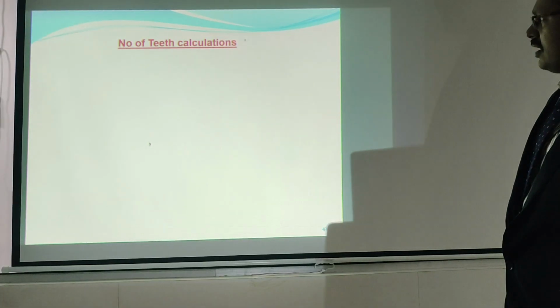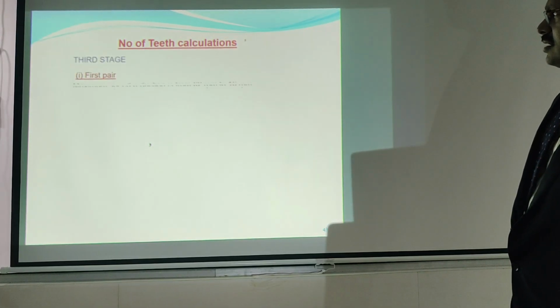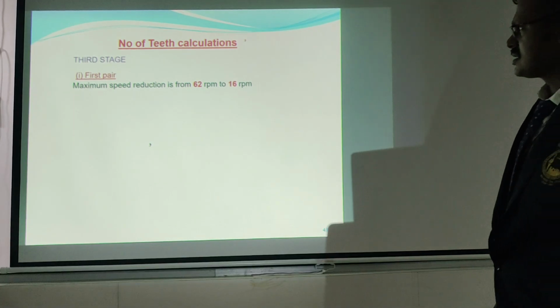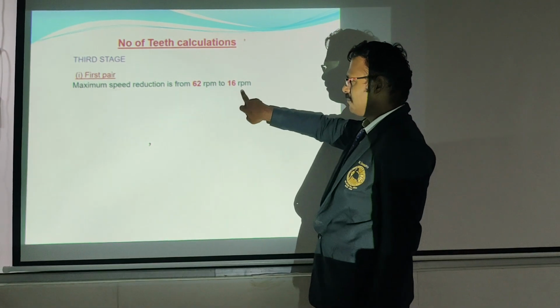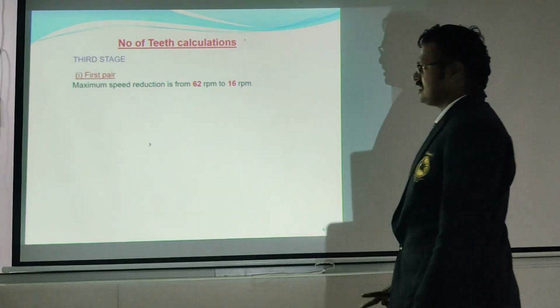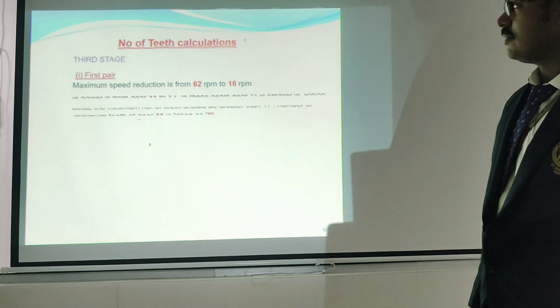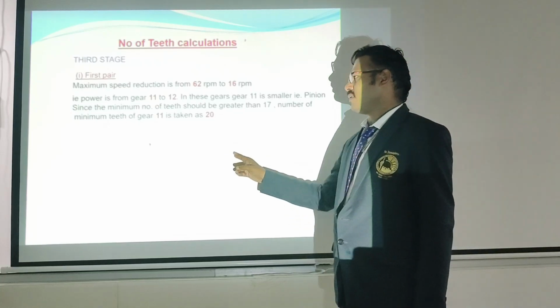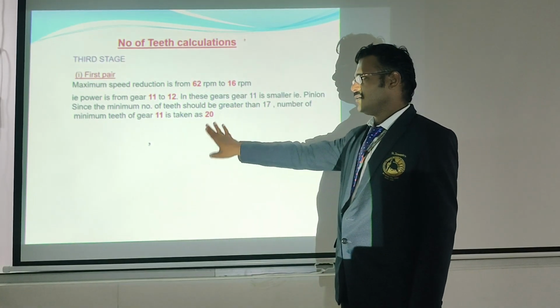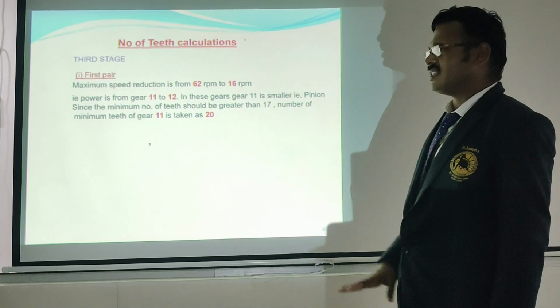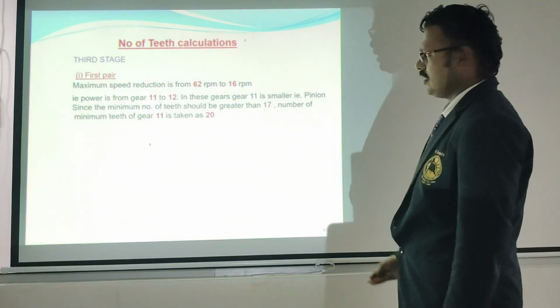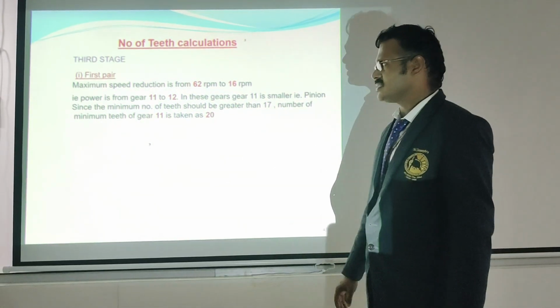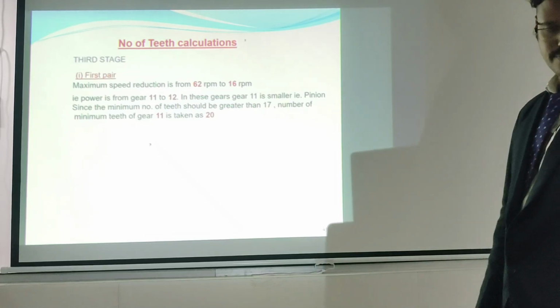So now you see here in the first pair, 62 RPM to 16 RPM, we have chosen the gears as 11 to 12. The minimum number of teeth you can take is 20. It should be more than 17. That is the rule. Now I am taking 20 as the minimum number of teeth.